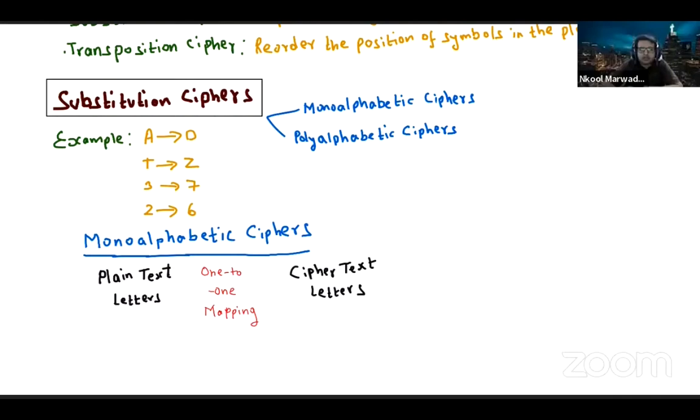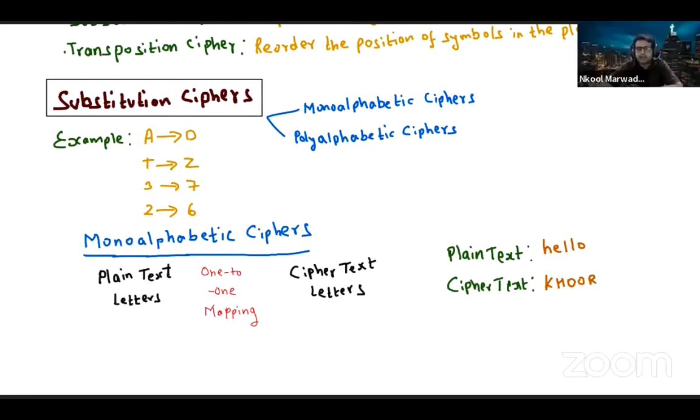We can take one example wherein we have a plain text and a ciphertext. The plain text which we have is hello. The ciphertext which we have is code. Something like this.